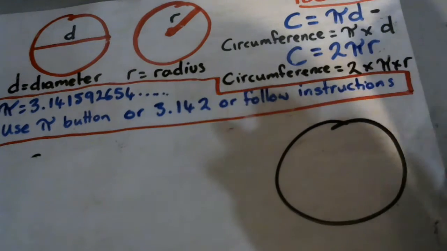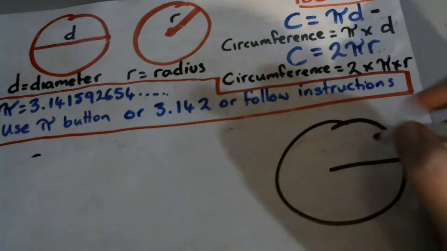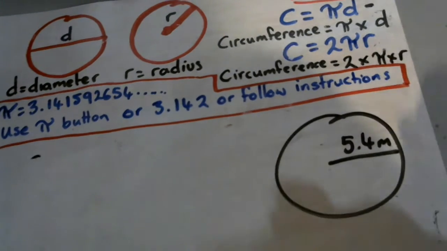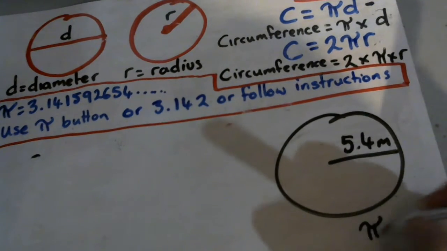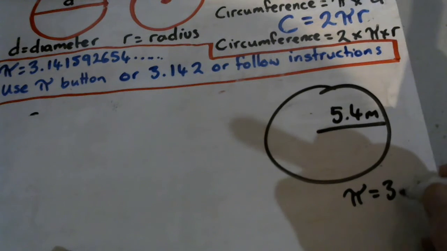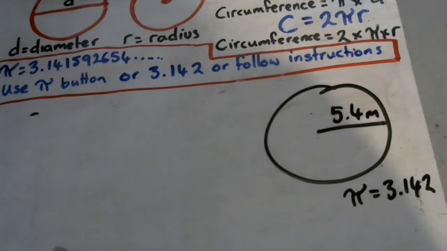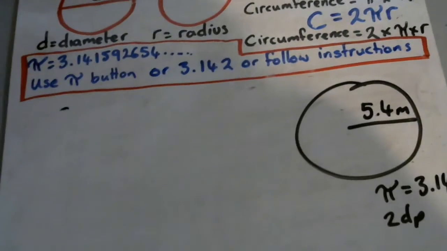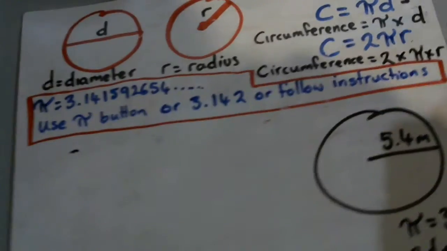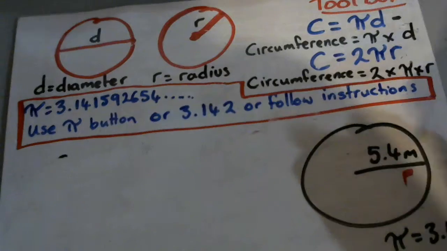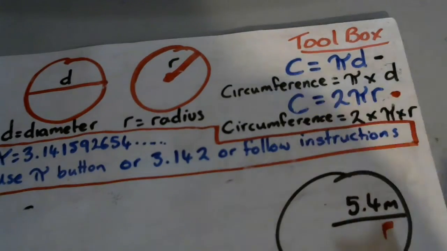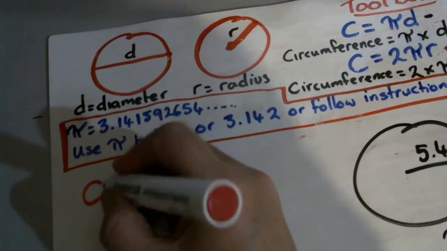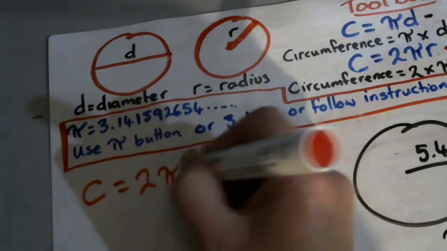Here's my circle. I've got a radius of 5.4 meters again. This time my instructions tell me to use 3.142 as pi, and it wants me to round to 2 decimal places. What part of the circle do I actually have? I've got the radius, so I'm using this tool. Step 1, write down the formula you're using. Circumference equals 2 pi r.